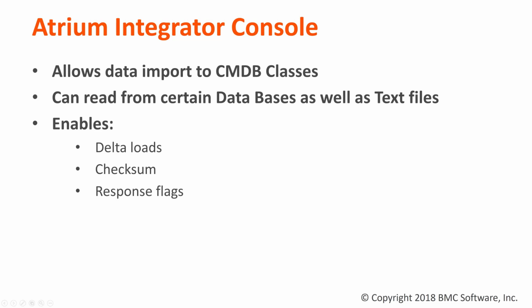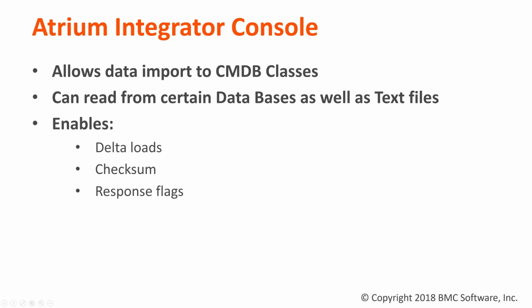So what can we do with our Atrium Integrator console, which we have out of the box? So this primarily allows you to get data imported into CMDB classes. So the AI console is capable of basically creating CMDB CIs and CMDB classes, and it also allows you to do updates. It has checksum features and all that.